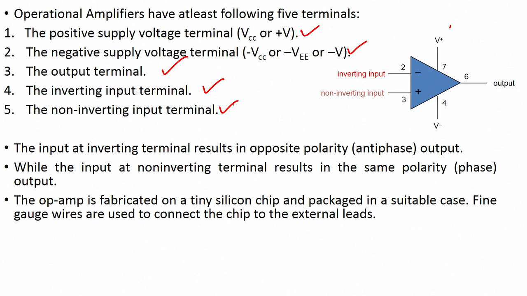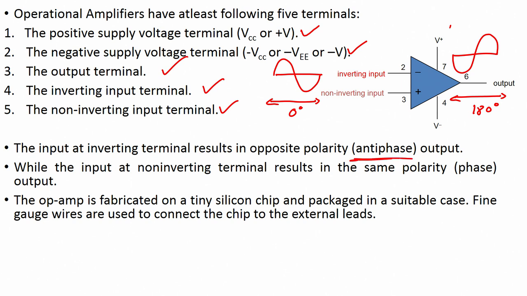Easy, very easy, right. Now, input at the inverting terminal results in opposite polarity. That means, if I apply an input in this particular fashion, my output here will be opposite polarity. If this is 0 degree, this you can see is 180 degree out of phase. So, this is the anti-phase output.